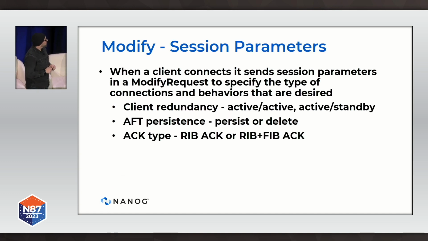When it comes to the modify RPC, or the modify message, I should say, we have a couple of session parameters. We can specify the redundancy model for the connection that we're establishing to the device. We can specify whether or not we expect this to be persistent in the gRIBI routing tables, or it can be deleted. And we're going to specify the type of ACK that we can support. So we can either support RIB ACK or we can support RIB and FIB ACK.